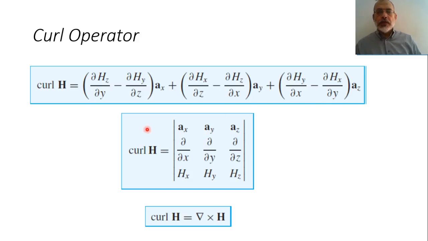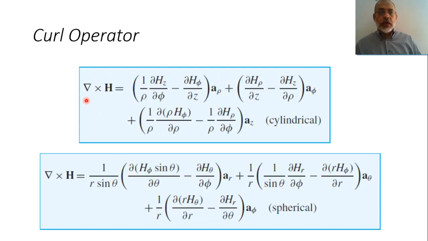So effectively, the curl operator can be represented as the nabla operator as a vector cross product with the magnetic field H. So the curl operator is equivalent to the nabla, or del, operator cross product with the vector magnetic field H. This is effectively the curl operator in Cartesian coordinates. What will be the case if we are talking about other coordinates like cylindrical or spherical?